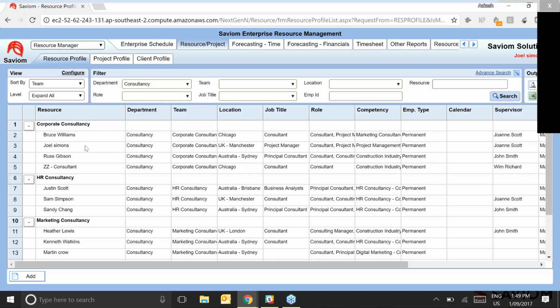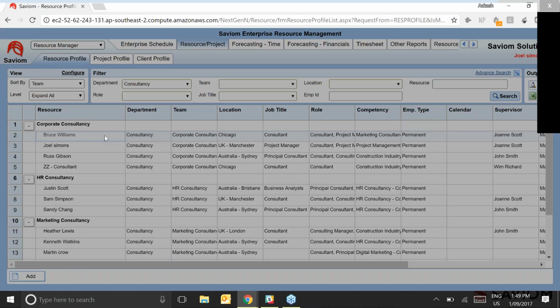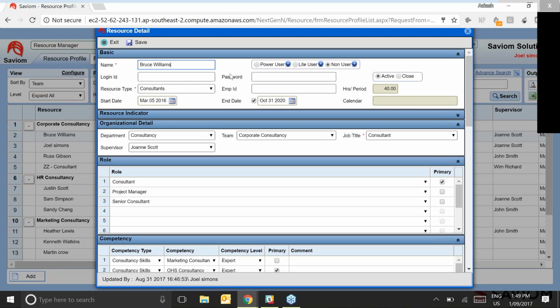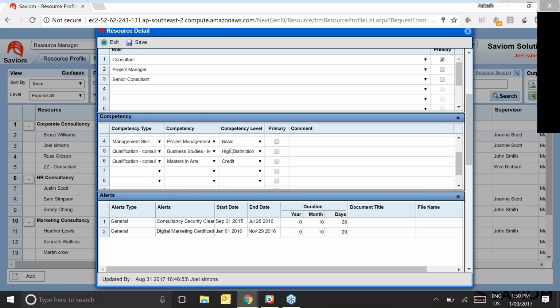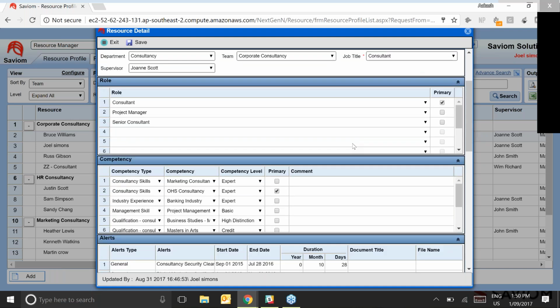So let's say I go into Bruce Williams over here. I have all the information I require of Bruce, all the way from his resource type, like is he a consultant, but the bigger thing is to figure out the more nitty-gritty components of him as well. What is Bruce's role? What role can he act as? What are the set of skills that he has as well?